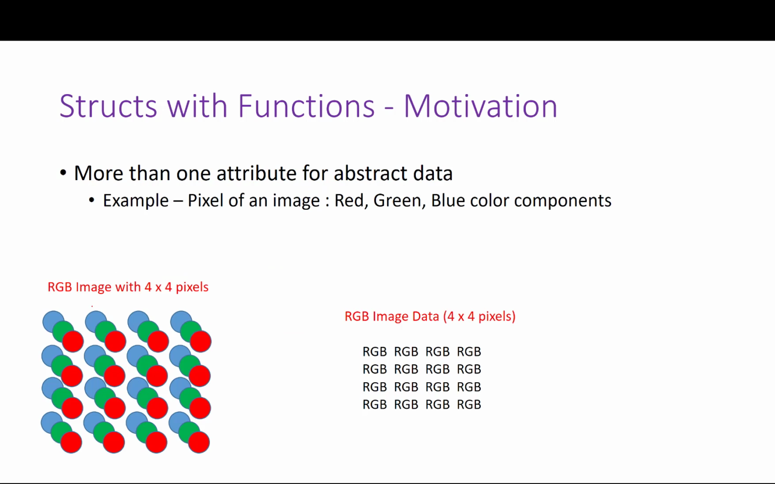So here we have structs with functions, and we are having an example of representing an image. So let's say this is an image which is having 4 by 4 pixels. Okay, and as you know, each pixel is identified by RGB, which is red, green, and blue. So in this case, I will have a struct which is called pixel, and inside the struct, I will have 3 members, which is RGB, right?